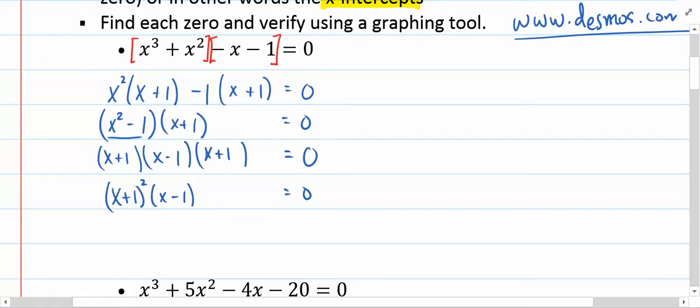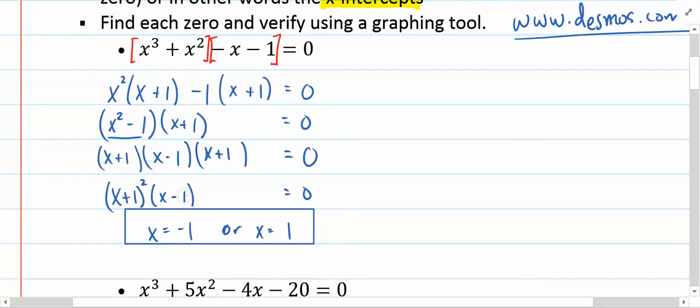We'll talk later in the next video about what this means to have a power surrounding a binomial. But essentially, it doesn't change the factors that we find for this problem. So I'm going to leave it like this. And I'm then going to go on and say that factors or zeros exist when x is equal to -1 or when x is equal to +1. And we know that because of our zero product rule, which we practiced last week or the week before.